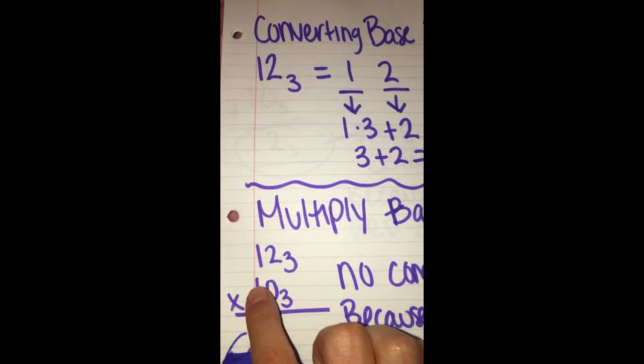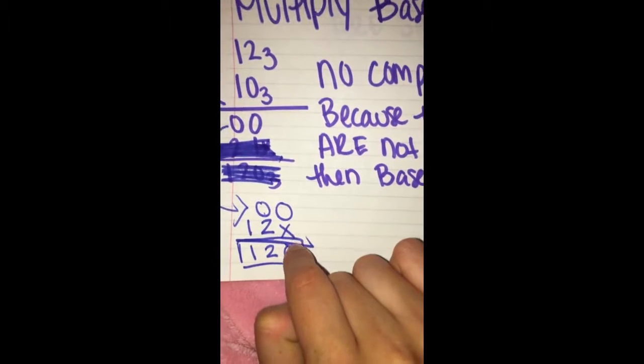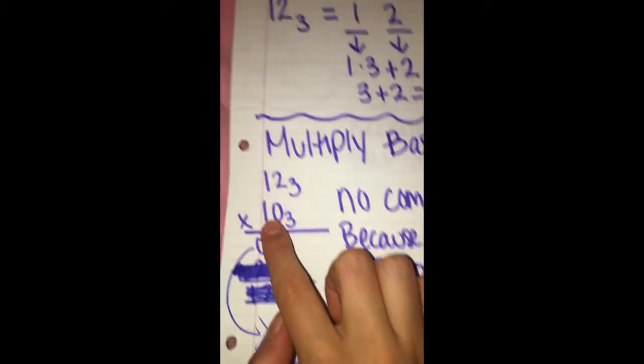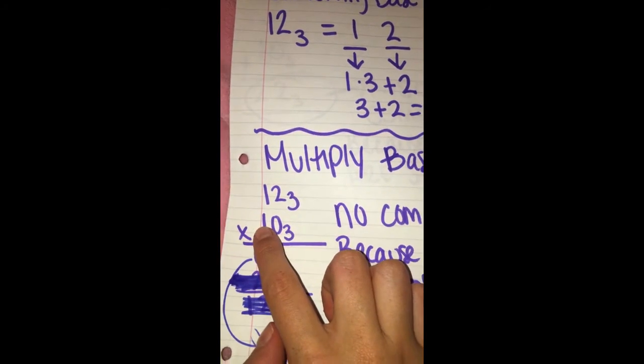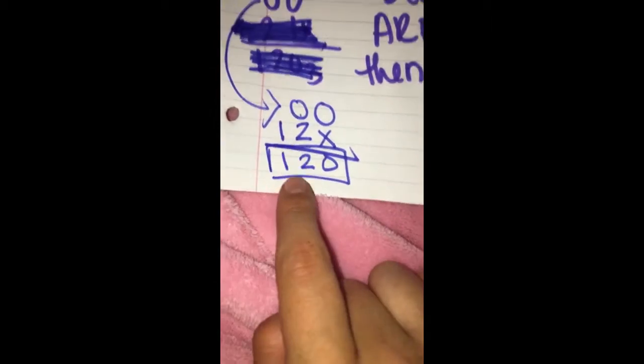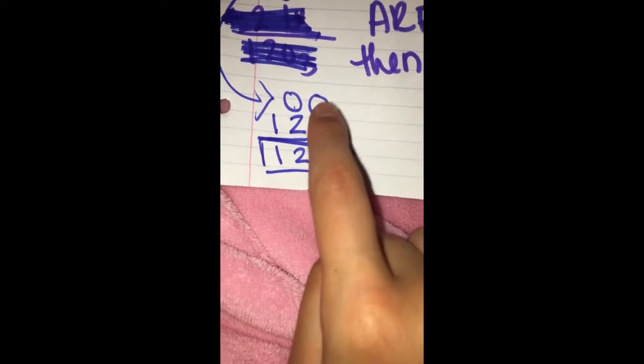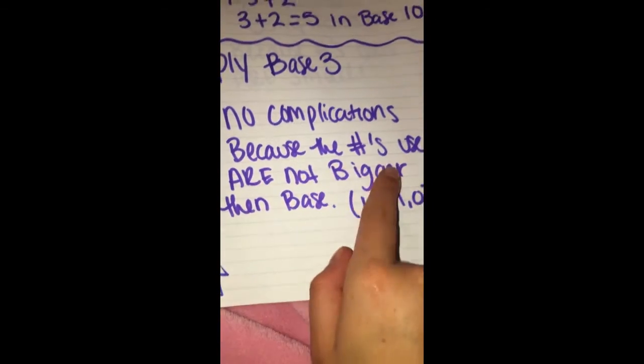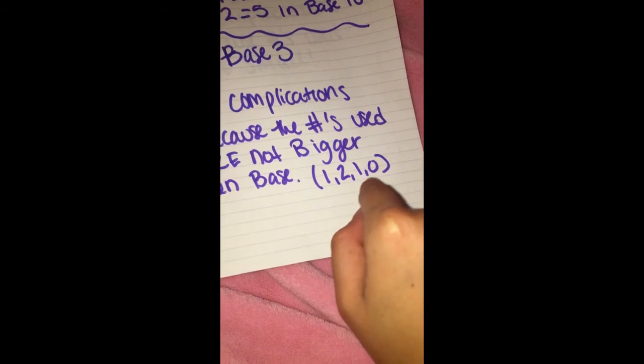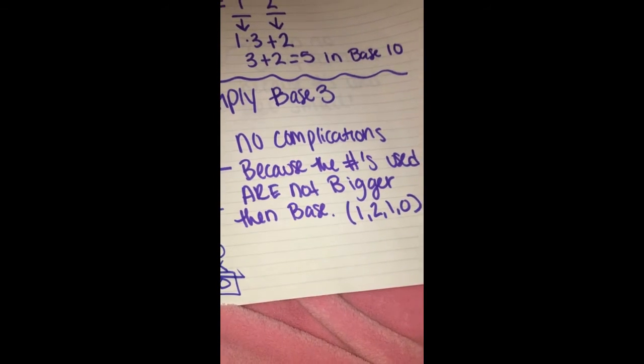Then you have a placeholder, which is this x down here, and you get 2 times 1 equals 2, and 1 times 1 equals 1. So hence you add them all up, 0, 2, and 1. You get 120. So you have no complications because the numbers are no bigger than base 3, the 1, 2, 1, and 0. They're not bigger than the number 3 that we use.